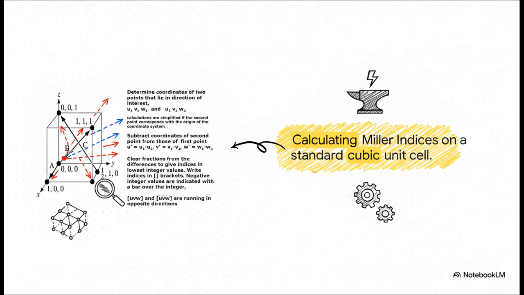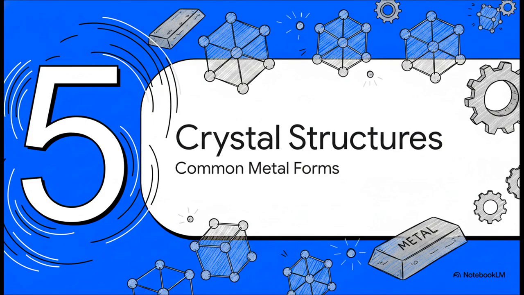To find the Miller index for direction A, we take the endpoint coordinates, 1, 0, 0, and we subtract the origin, 0, 0, 0. That leaves us with 1, 0, 0. There are no fractions to clear here, so we just bracket it up as [1 0 0]. This standardized coordinate system allows engineers worldwide to communicate exactly how a crystal is going to behave under stress, along very specific internal lines.